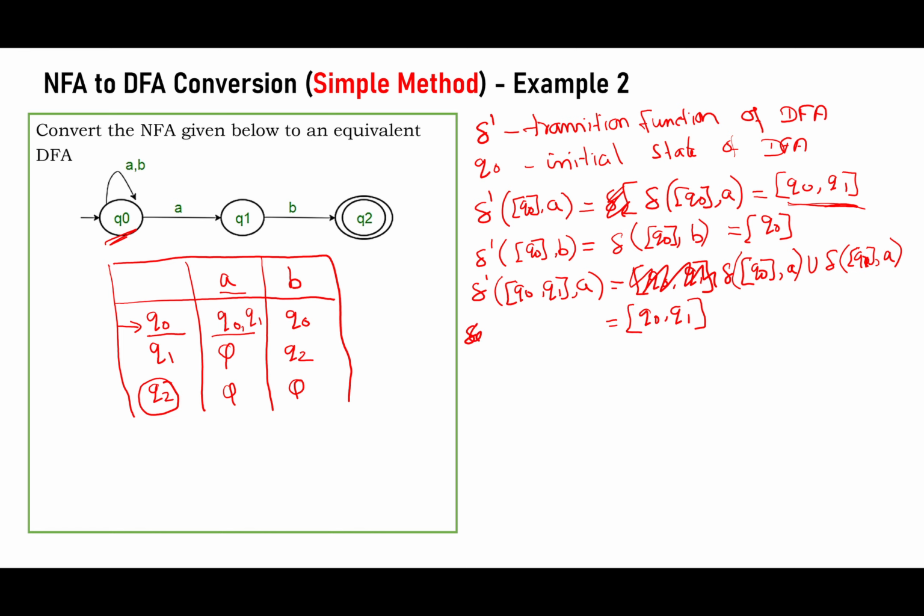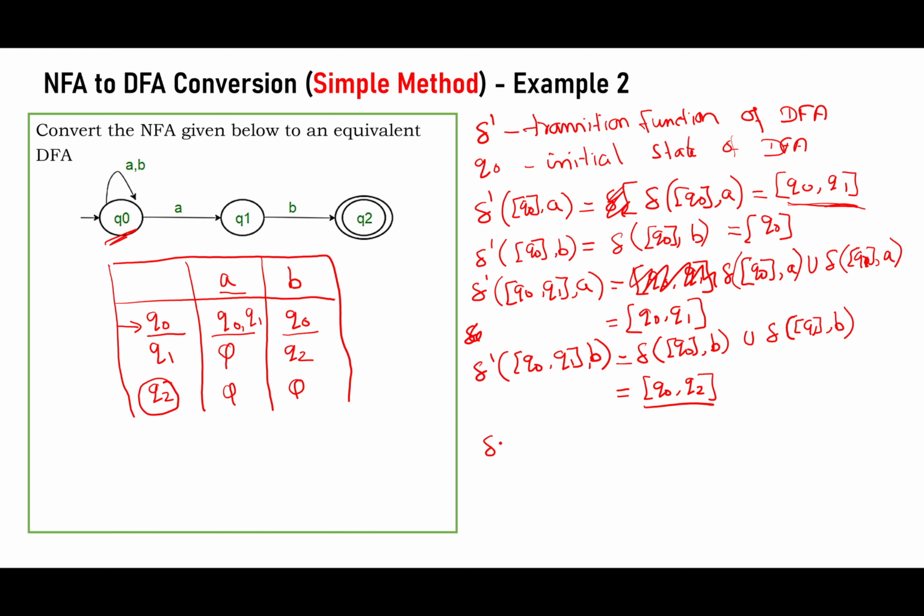Then next we have to check for b. That is delta dash of q0 comma q1 comma b. It can be written as delta of q0 comma b union delta of q1 comma b. What is q0 comma b? It is q0. Then what is q1 comma b? q2. So it is q0 q2. So now we got a new state. Now we have to check the transition for this.